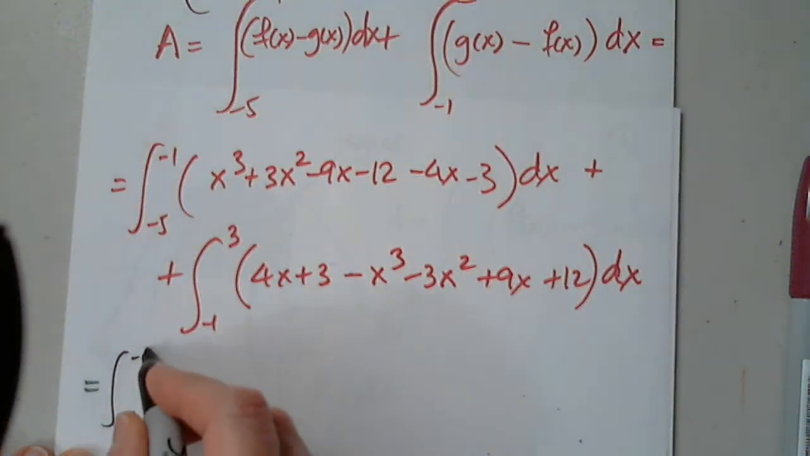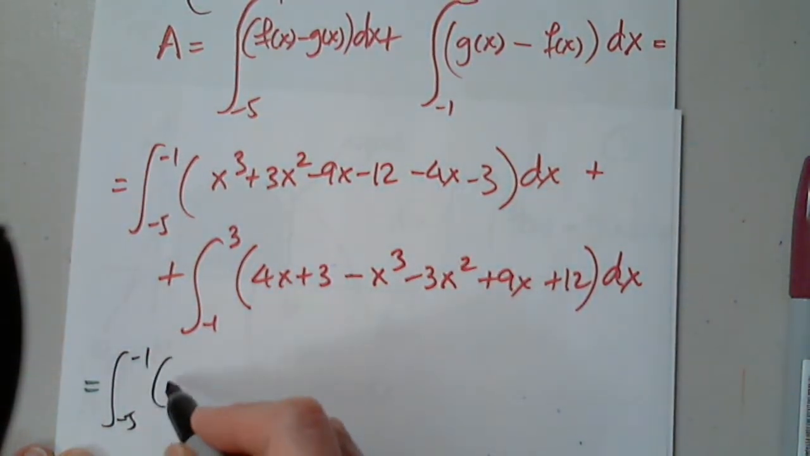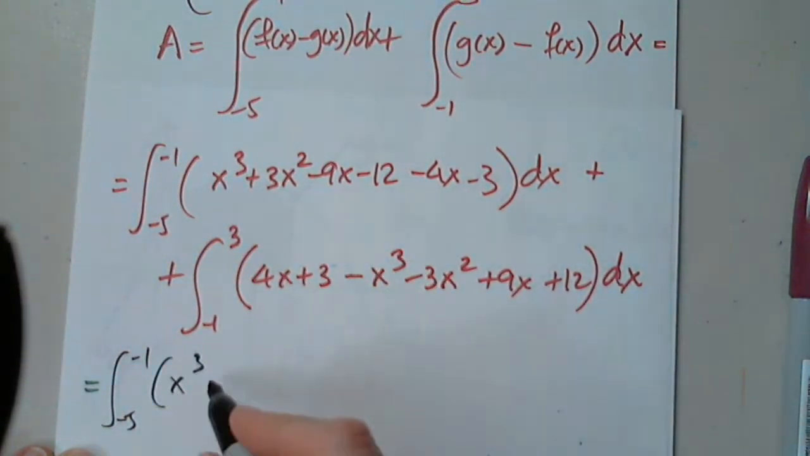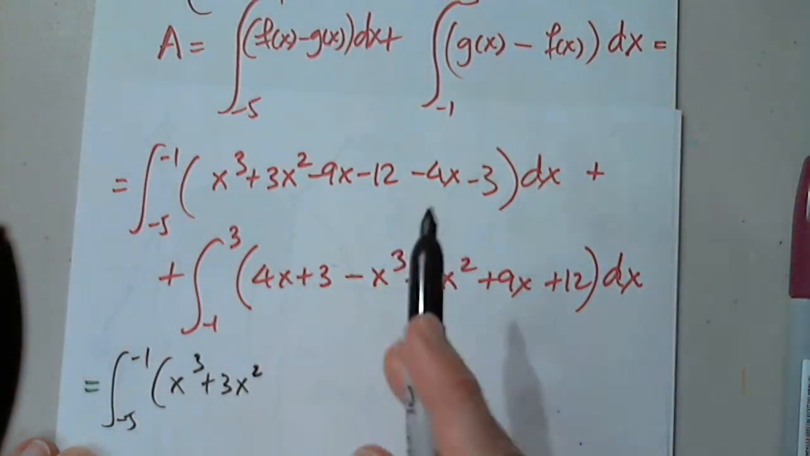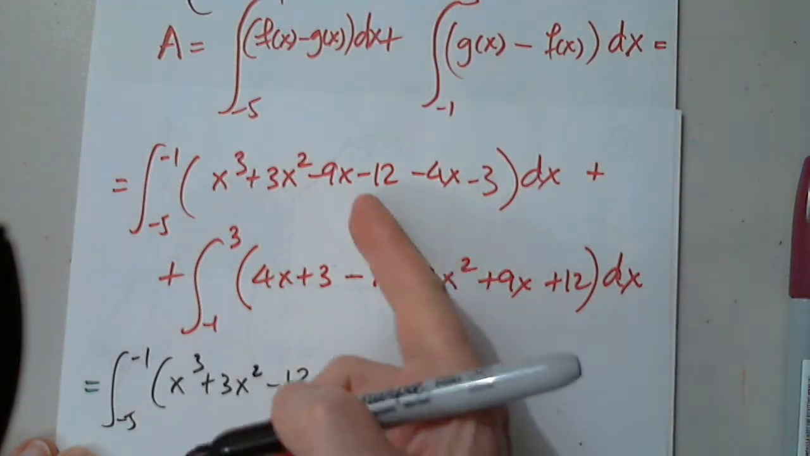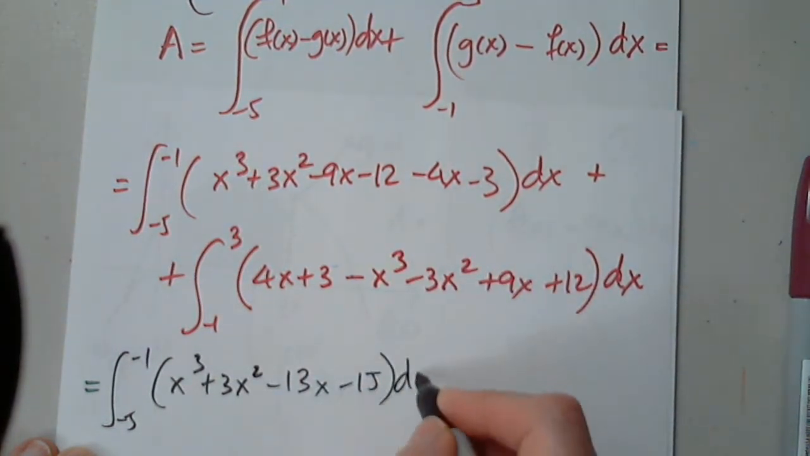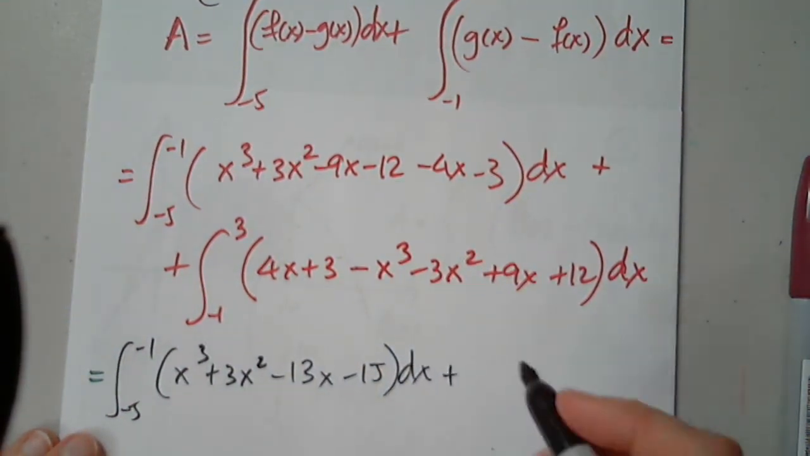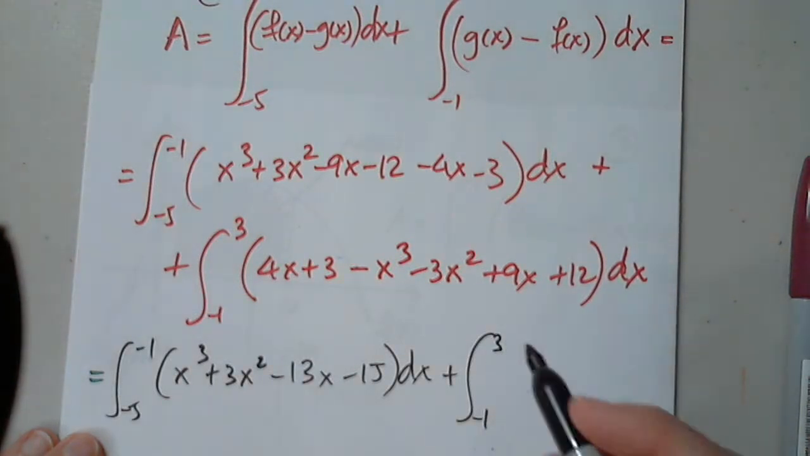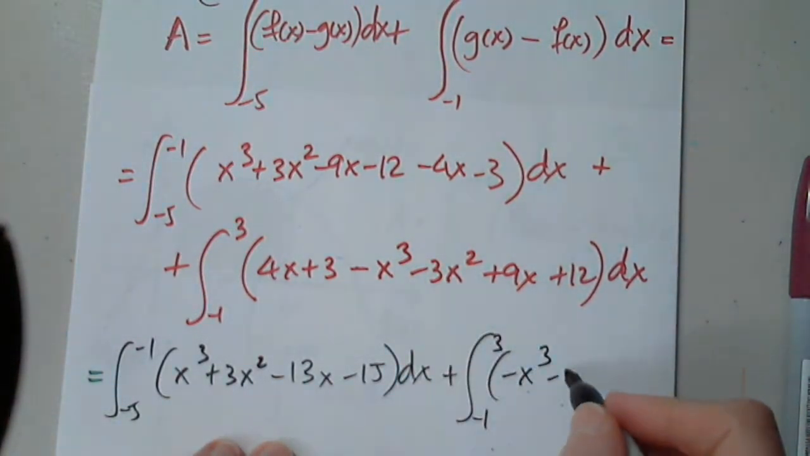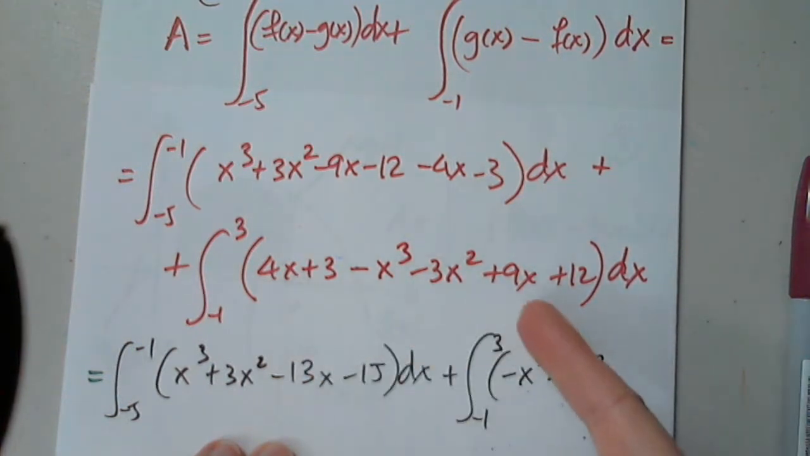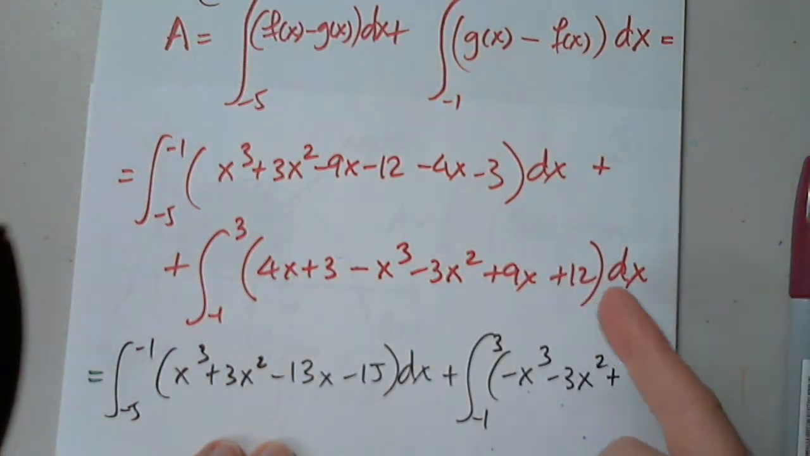Integral from -5 to -1. I simplify first to x to the third plus 3x squared, so -9x minus... so this is -13x and minus 15 dx, plus the integral from -1 to 3, negative x to the third, negative 3x squared, positive 13x. Of course, I always run out of room.